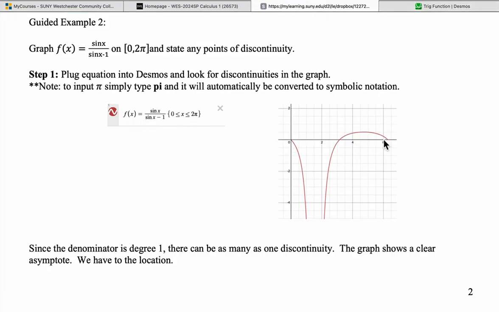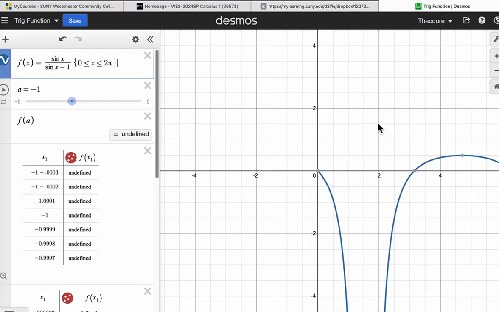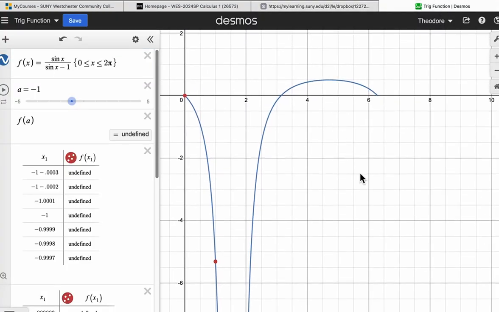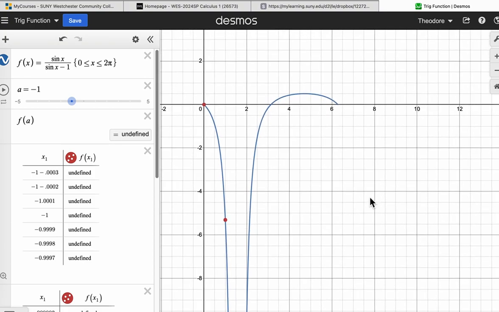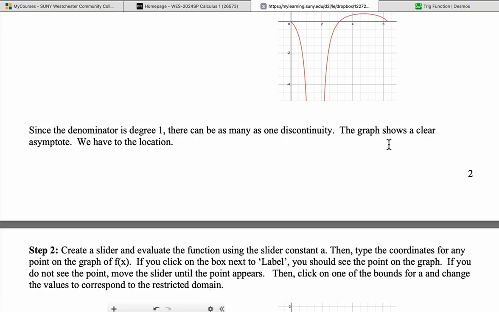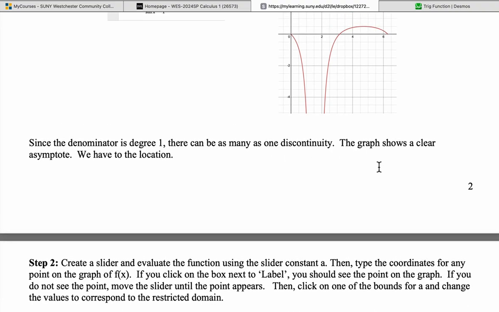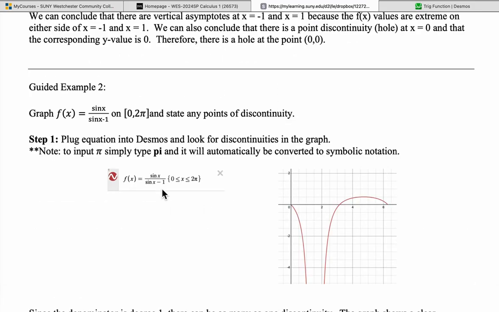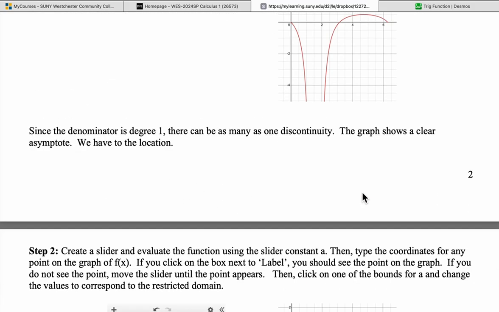In terms of the viewing window, we can play around with it, but as long as you see the important stuff on the screen, it's perfectly fine. All right, so I'm looking at an asymptote right around here. It's just a question of whether there's anything else going on. The denominator is degree 1, so there should only be one discontinuity, right? Just any instance in which the sine of x minus 1 is equal to 0.